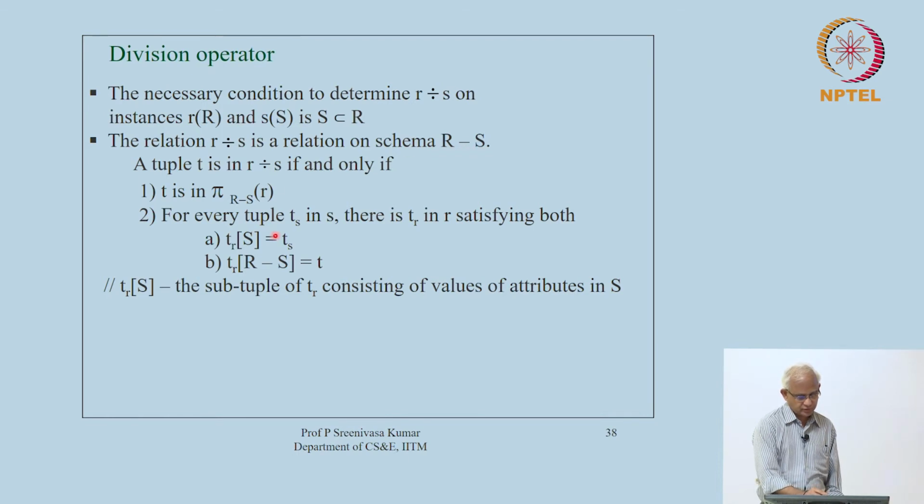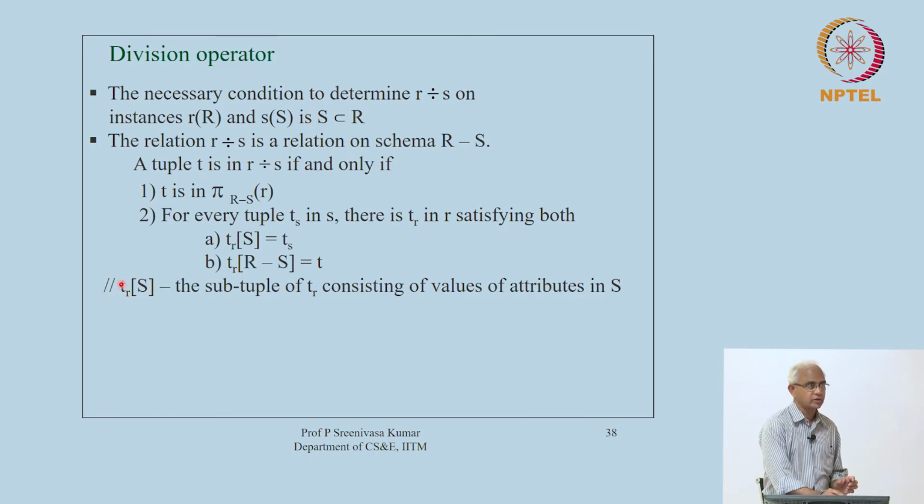Okay, here is the actual definition. Before we understand the definition, let me introduce a little bit of notation here. We take a tuple, say T or TR or whatever it is, and then write a subset of attributes, or actually a subsequence of attributes, let us say A1, A2, A3. What that means is the subtuple of that particular tuple consisting of values of these attributes in S. Okay. So that is the notation.